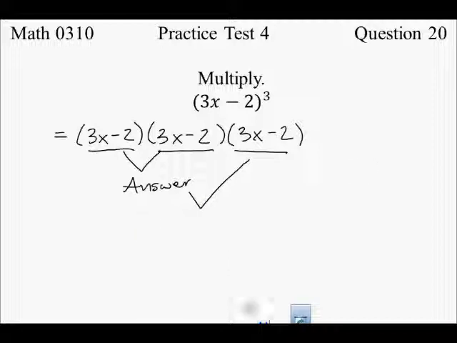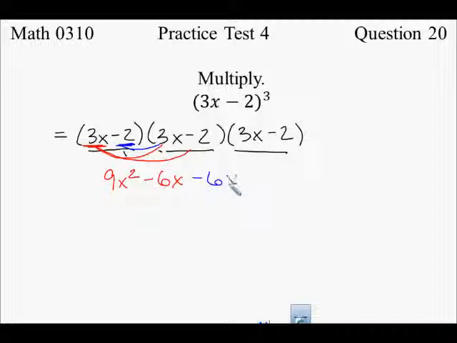So we begin by looking at just our first pair. We're going to multiply, and we need to distribute. Let's distribute our first term, 3x, into our second quantity. 3x times 3x gives us 3 times 3 is 9, and x times x is x squared. And 3x times negative 2 gives us a negative 6x. Now let's distribute our negative 2. Negative 2 times 3x gives us another negative 6x, and negative 2 times negative 2 gives us a positive 4.